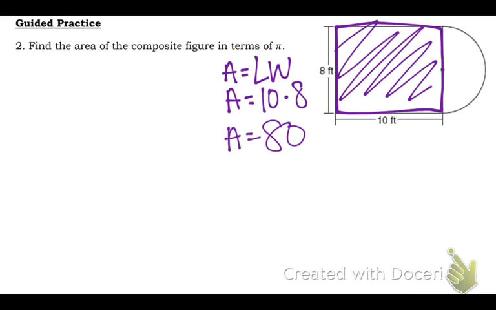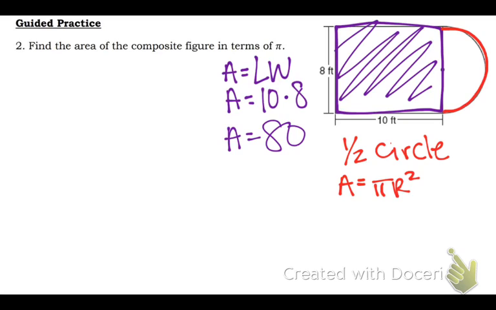What is the right shape? A semicircle. I always say half a circle. So whenever we find the area of this circle, which is pi r squared, the area formula accounts for the entire circle. So we only need half of it. So we're going to find the area, and then take half of it. Okay? So we find the area like normal, pi r squared.